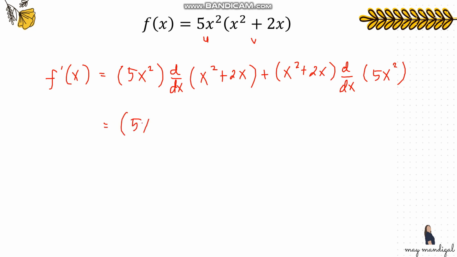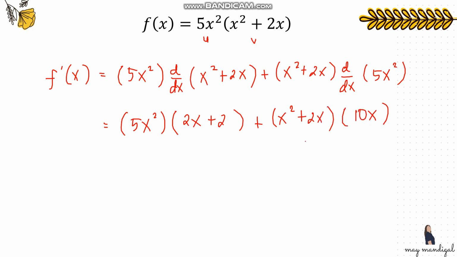Now, let's get the derivatives of our function. So we have 5x squared times the derivative of x squared plus 2x, so that is 2x plus 2. We use again the power rule here. For 2x, we also use the power rule, so I explained this already in the last video. Plus, and then we have here x squared plus 2x, and the derivative of 5x squared is 10x.